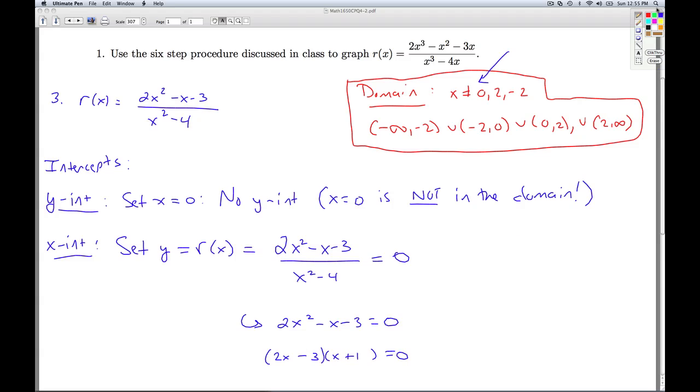And we set each factor equal to 0. If I set 2x minus 3 equal to 0, I get x is 3 halves. If I set x plus 1 equals 0, I get x equals negative 1. And I just do a quick double check. Both of these numbers are in the domain, so I actually get 2 x-intercepts. And remember, x-intercepts are points. We get (3/2, 0) along with (-1, 0). So that'll do it for step 3.